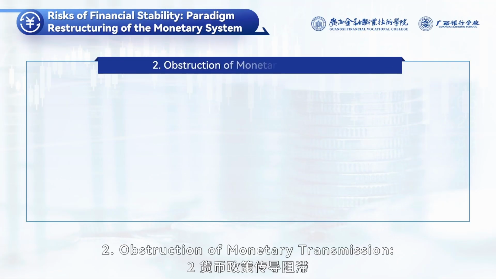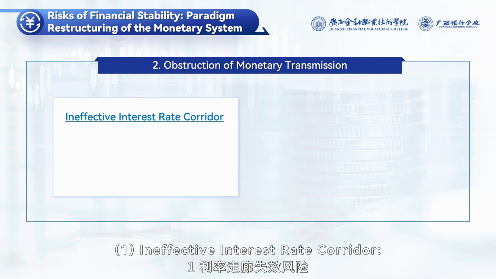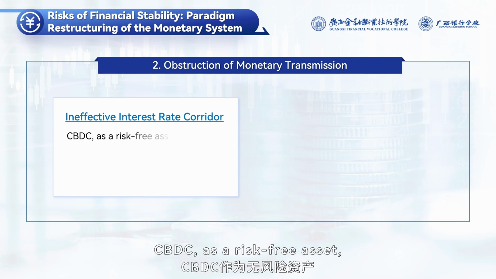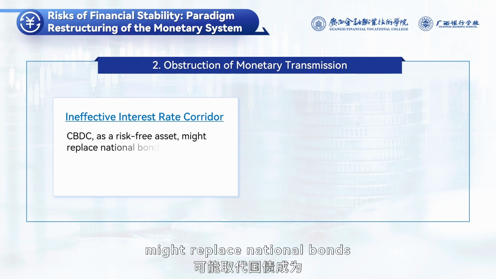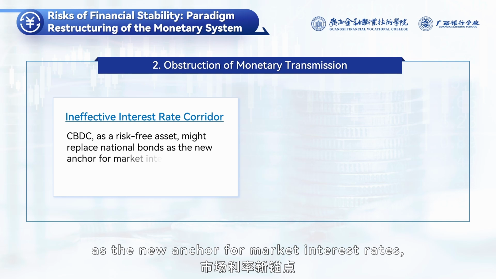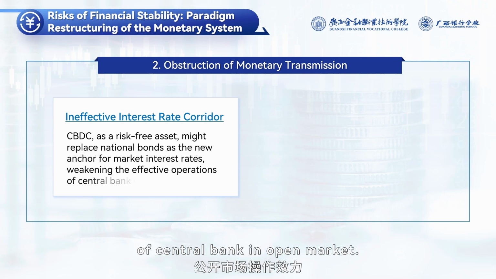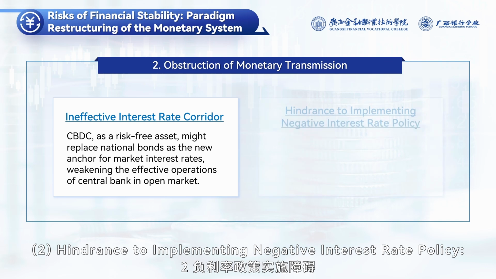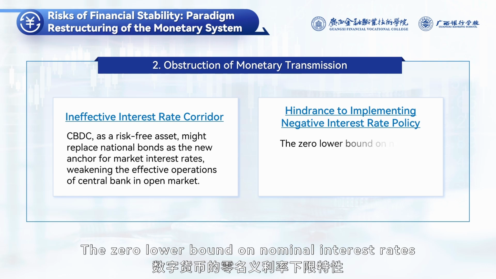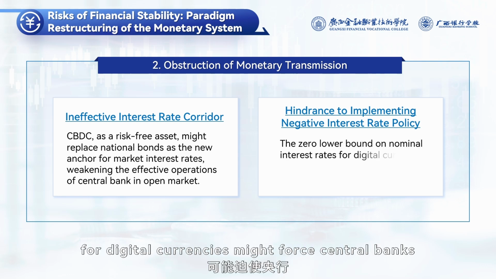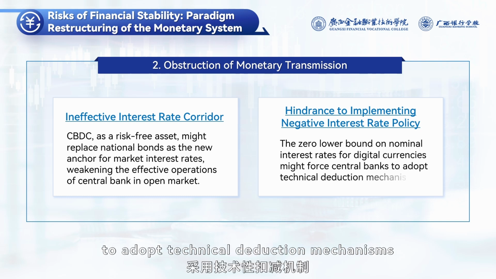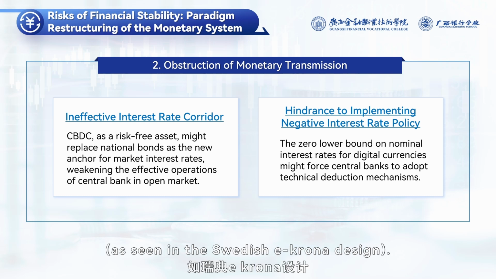2. Obstruction of monetary transmission. 1. Ineffective interest rate corridor. CBDC, as a risk-free asset, might replace national bonds as the new anchor for market interest rates, weakening the effective operations of central bank in open market. Hindrance to implementing negative interest rate policy. The zero lower bound on nominal interest rates for digital currencies might force central banks to adopt technical deduction mechanisms, as seen in the Swedish e-krona design.